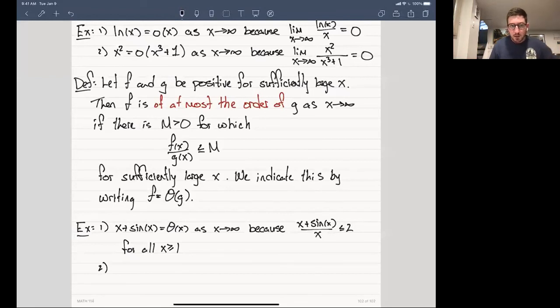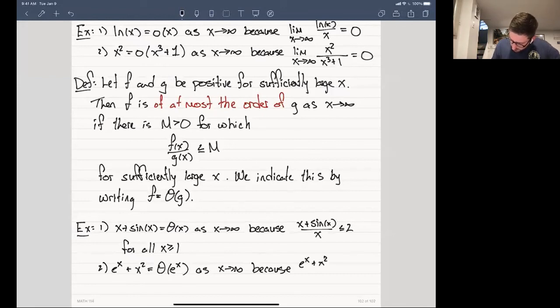Example 2: e to the x plus x squared is big O of e to the x as x goes to infinity. And this is because the quotient e to the x plus x squared over e to the x approaches 1 as x goes to infinity. So because that limit exists, this thing is definitely going to be bounded. You can find x large enough where this quotient is less than 2, because eventually it's getting really, really close to 1. And then finally, I'm going to try and squeeze it in here.